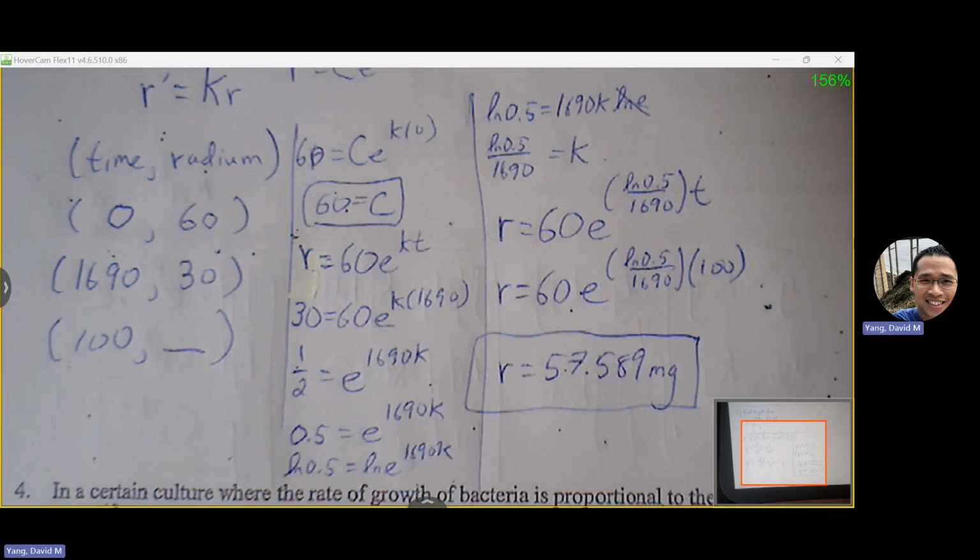Now we see that with these problems, basically that C represents your initial amount, right? So once we recognize that, whatever is at the beginning of the problem, that's going to be my C value. So anytime I see 0,60 or 0,30, I know that whatever my starting amount is, that's my C value.